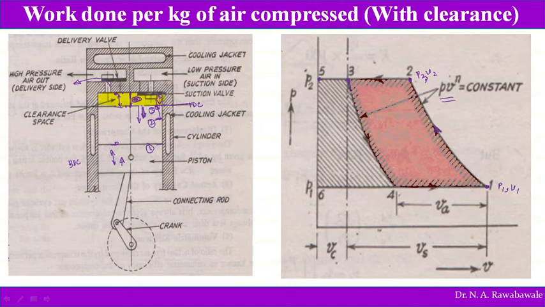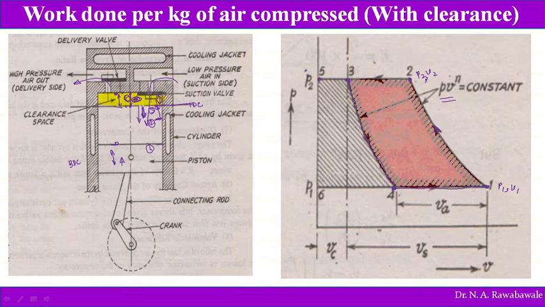So the air present in this clearance is going to expand polytropically from point 3 to 4. When the pressure drops again to atmospheric pressure, the inlet valve opens and fresh air enters the compressor. At point 4, the suction starts. Actually, suction does not start at point 3. First, the air present in the clearance volume expands from pressure P2 to P1, and then from point 4 onwards the suction process takes place.